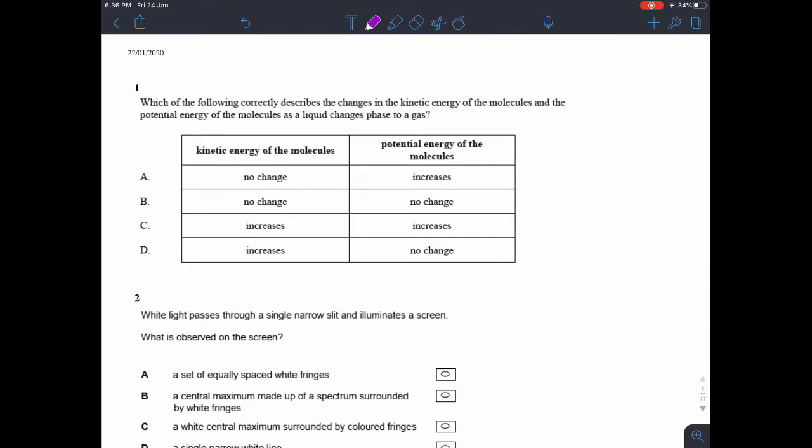This is the second paper that I'm doing for IB. This is a 40-mark IB exam paper. I'm going to split it into 4 videos, each with 10 questions.